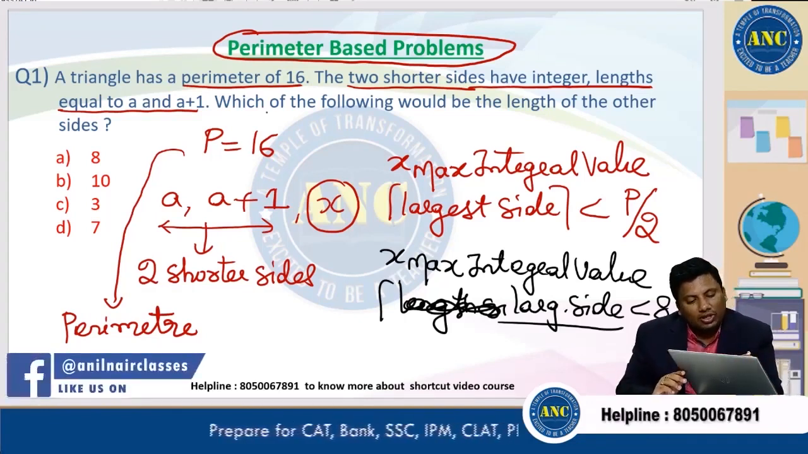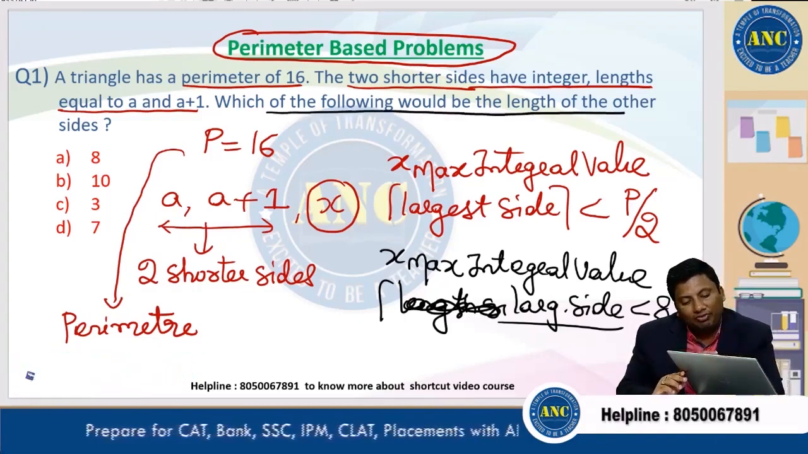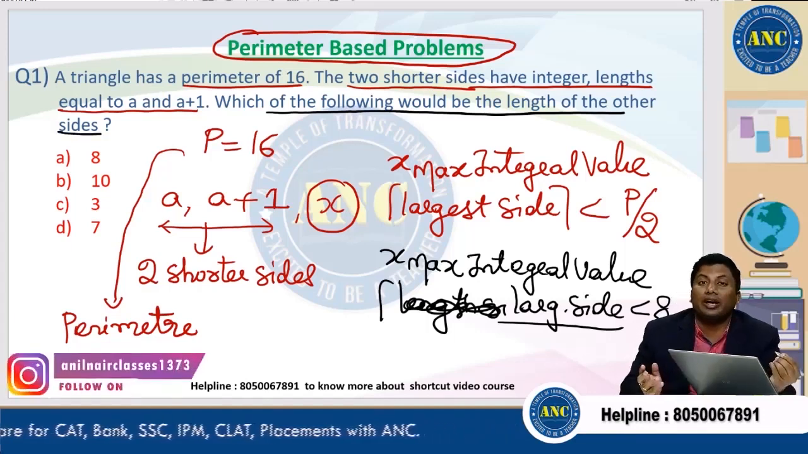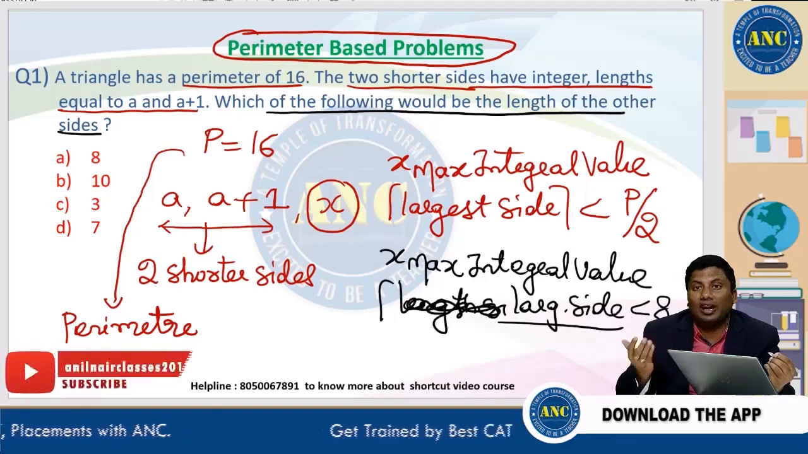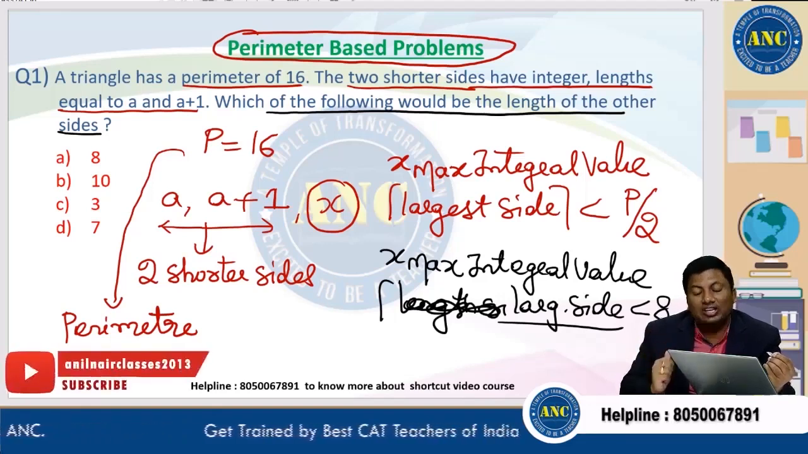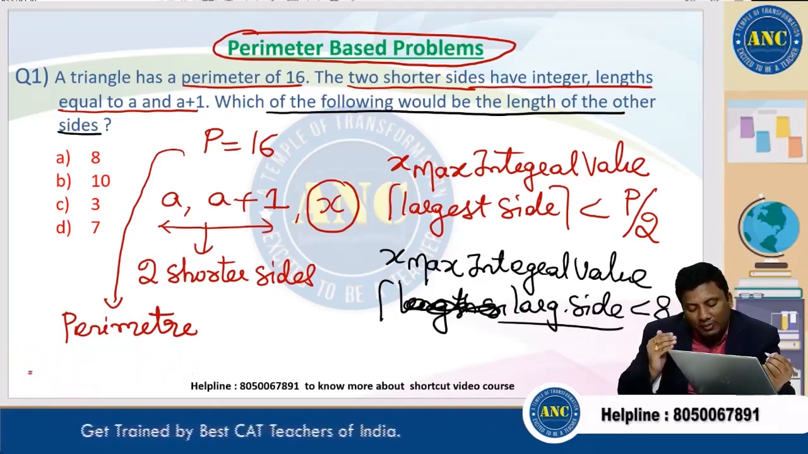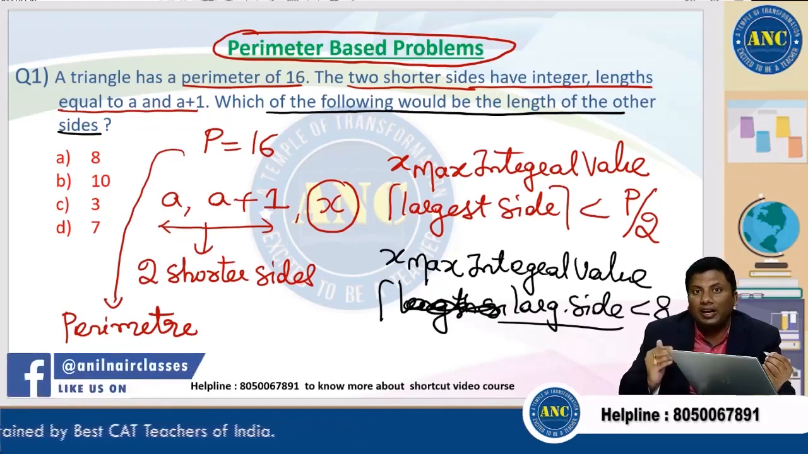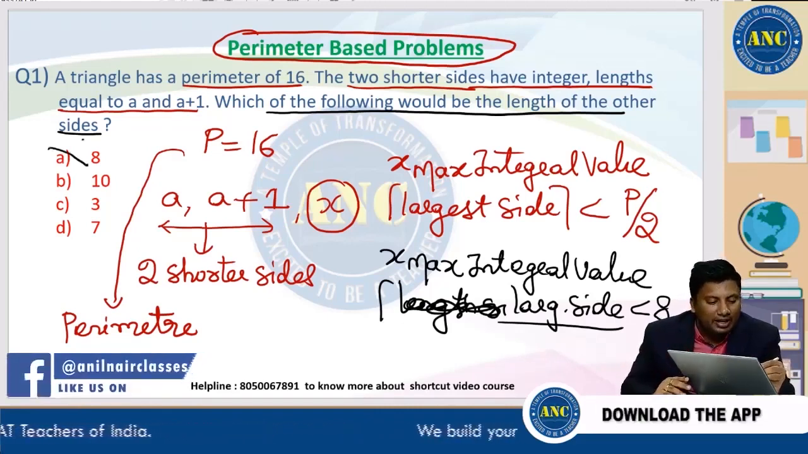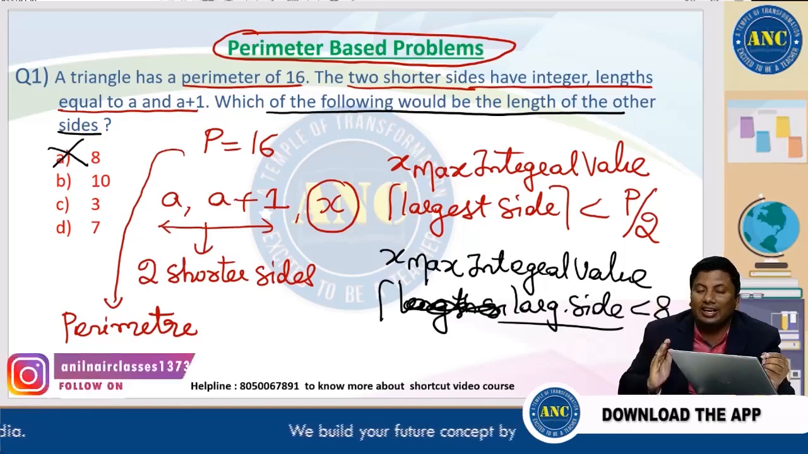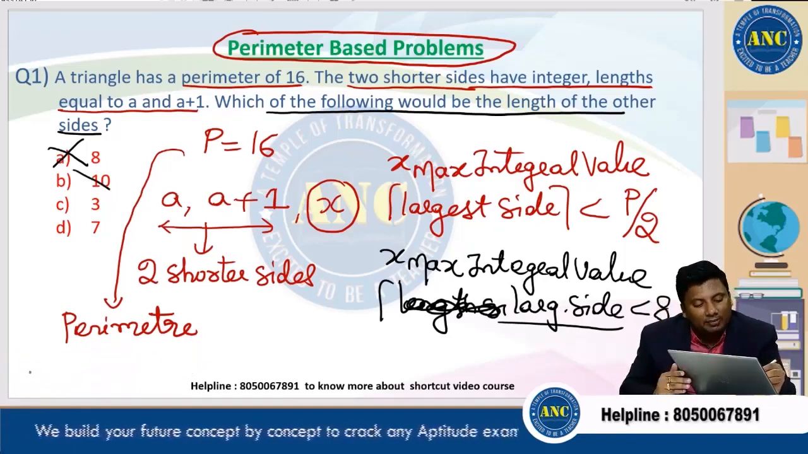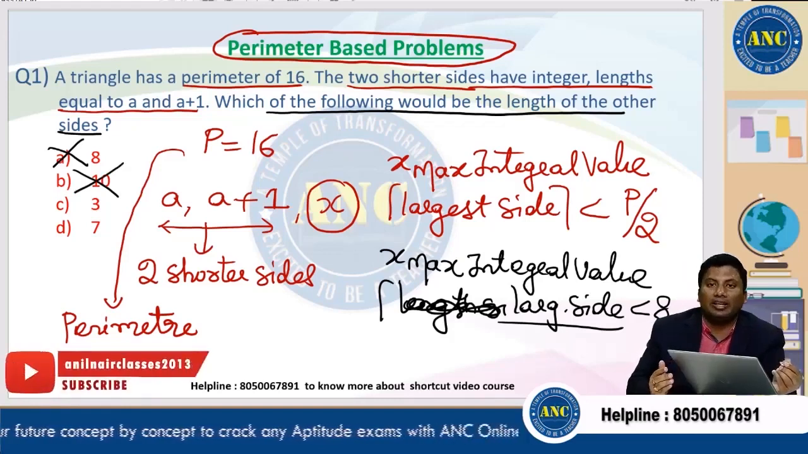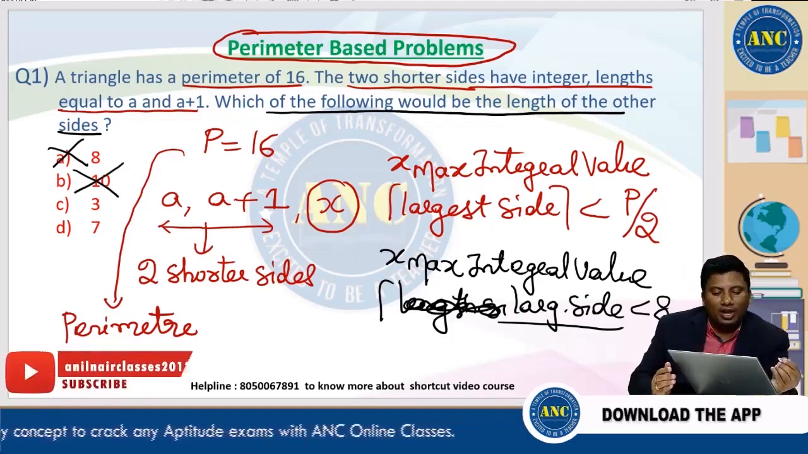Now let us read the question. Which of the following would be the length of the other side? Two sides are given, so the other side will obviously be the largest side. What is the condition we got? The largest side maximum integral value should be less than 8. Can it be 8? No. First option is eliminated. Can it be 10? No, it cannot be 10. Are you all with me?